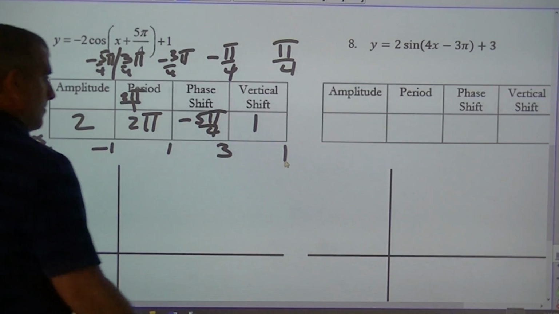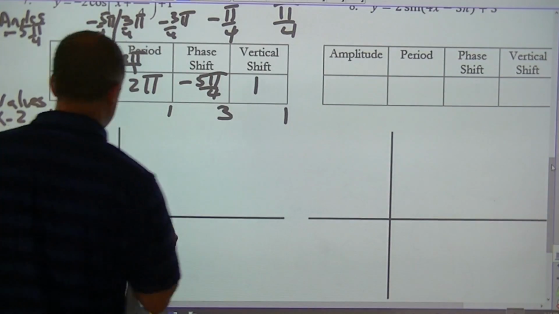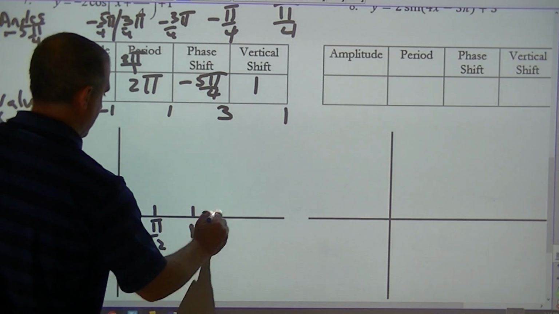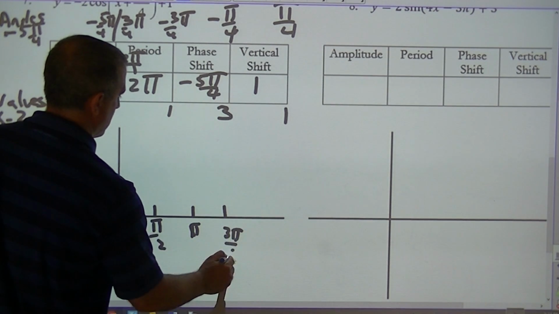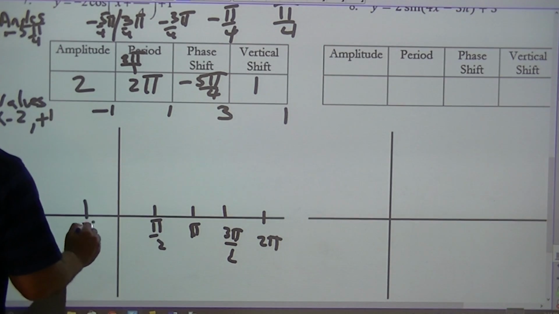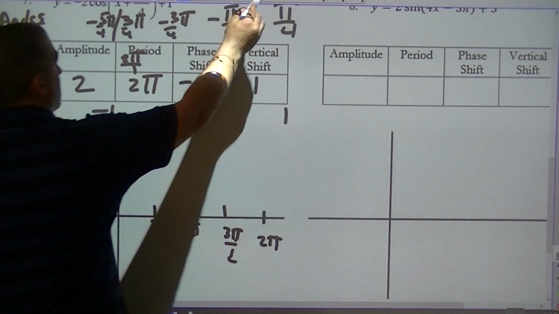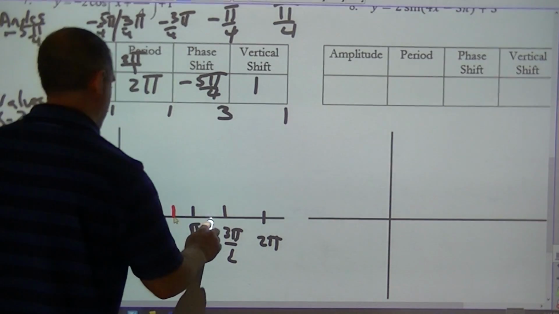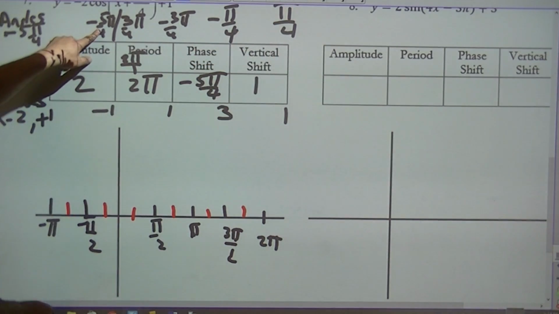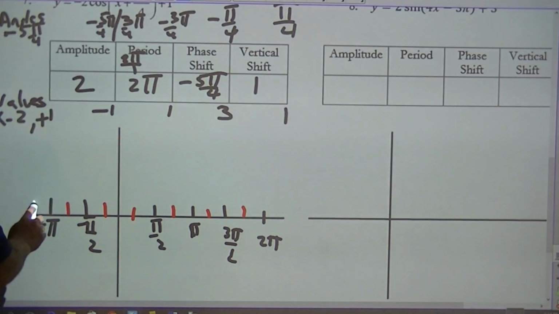Okay, all right. So when I go to make a graph, I have pi over 2, pi, 3 pi over 2, 2 pi, and this way would be negative pi over 2, negative pi. These are my quarters. The first thing I'm going to graph is negative 5 pi over 4. I'm actually going to have to make another quarter, hold on.